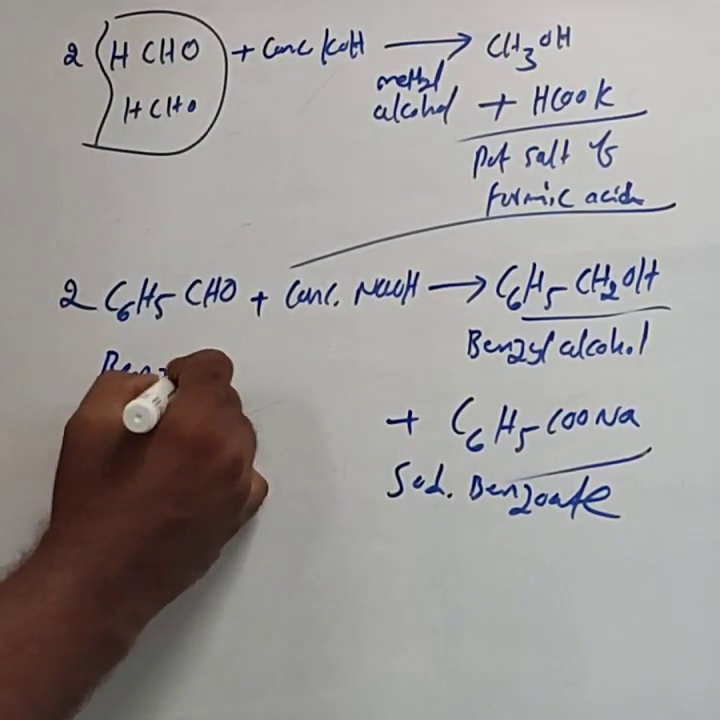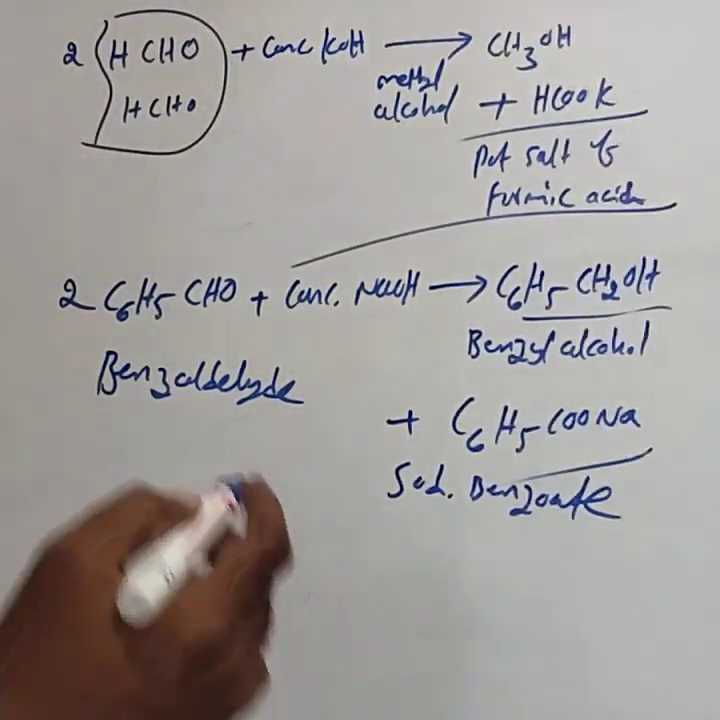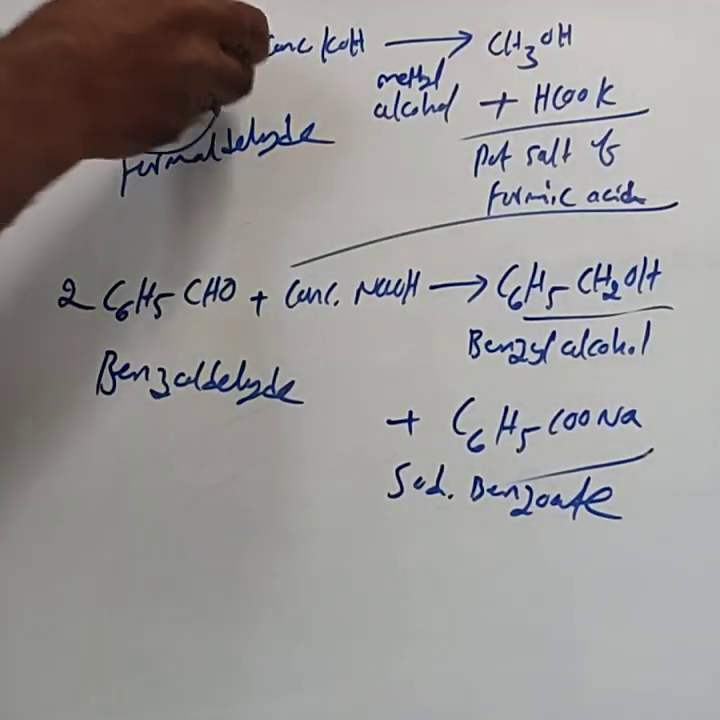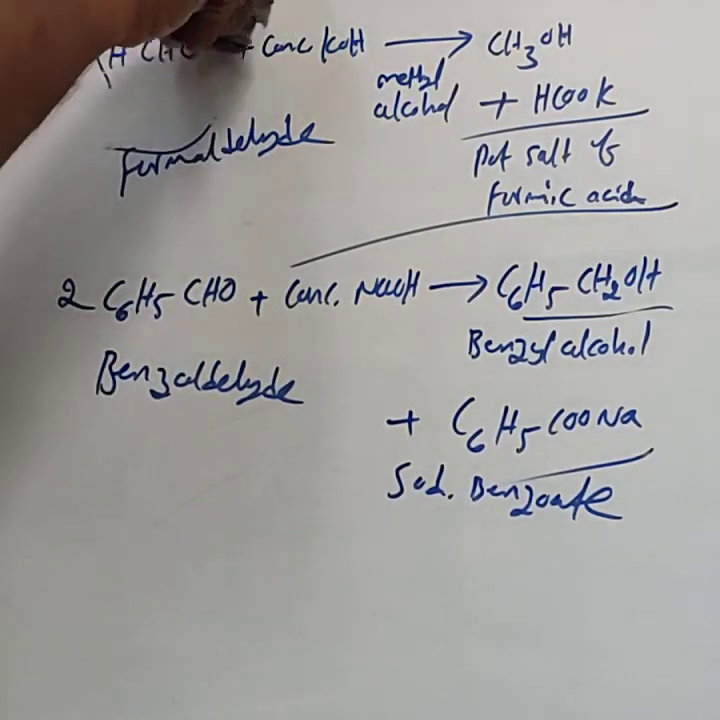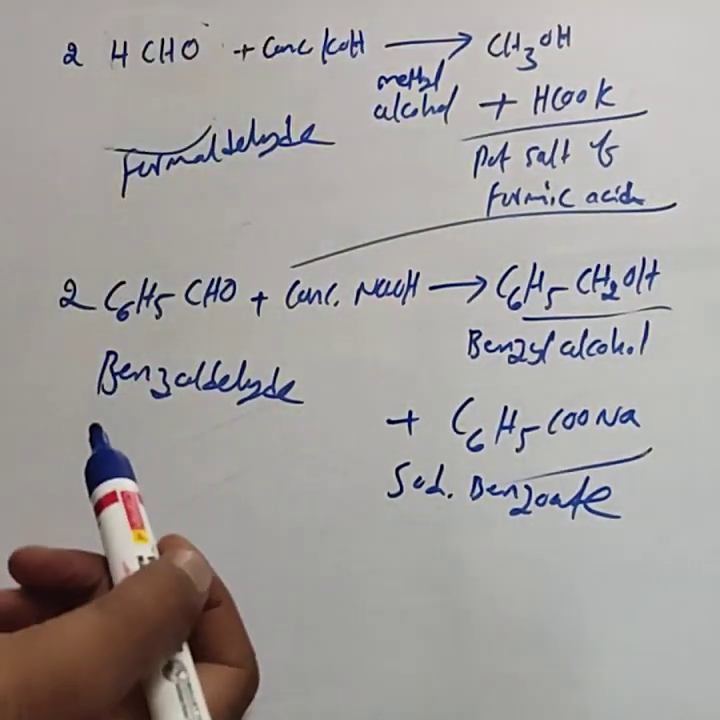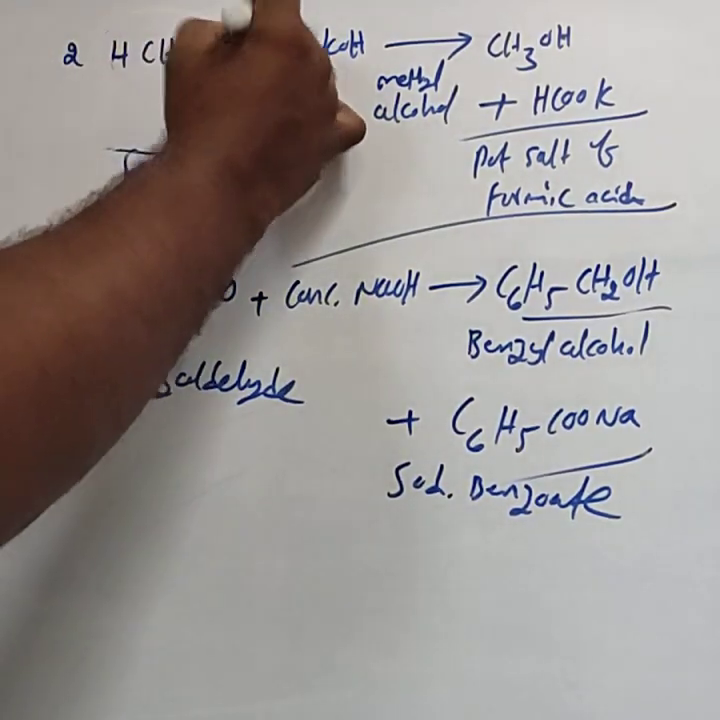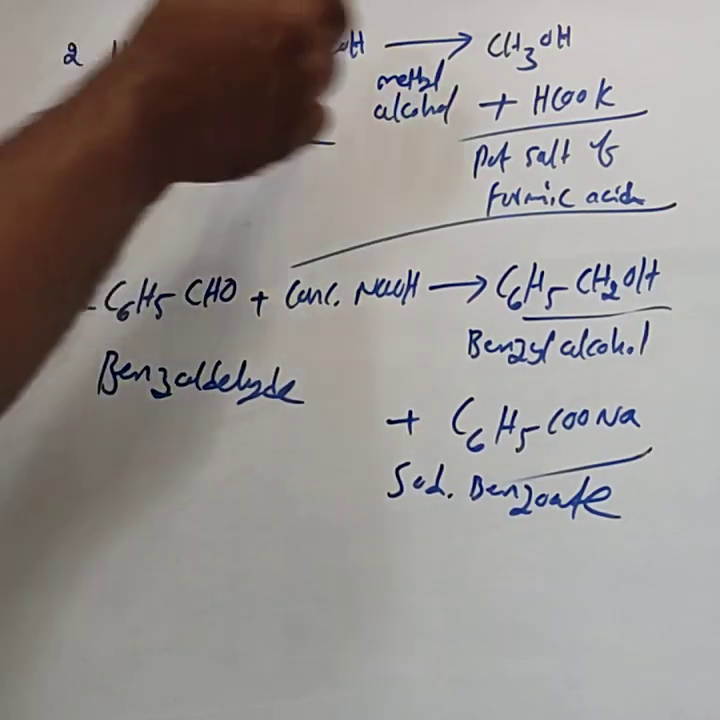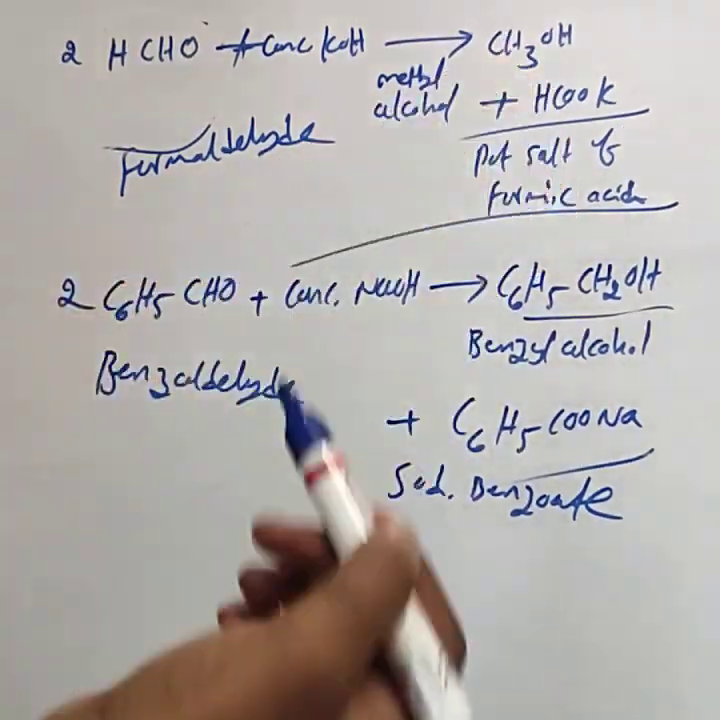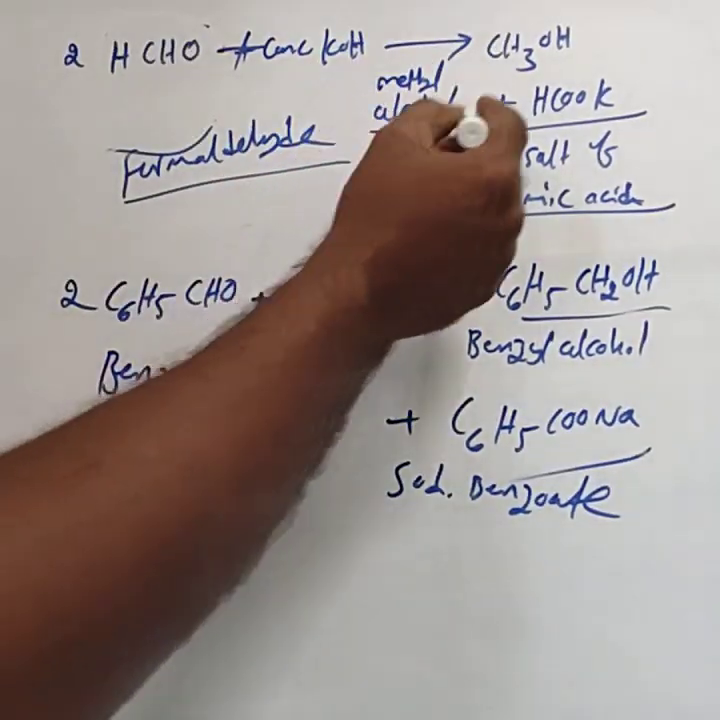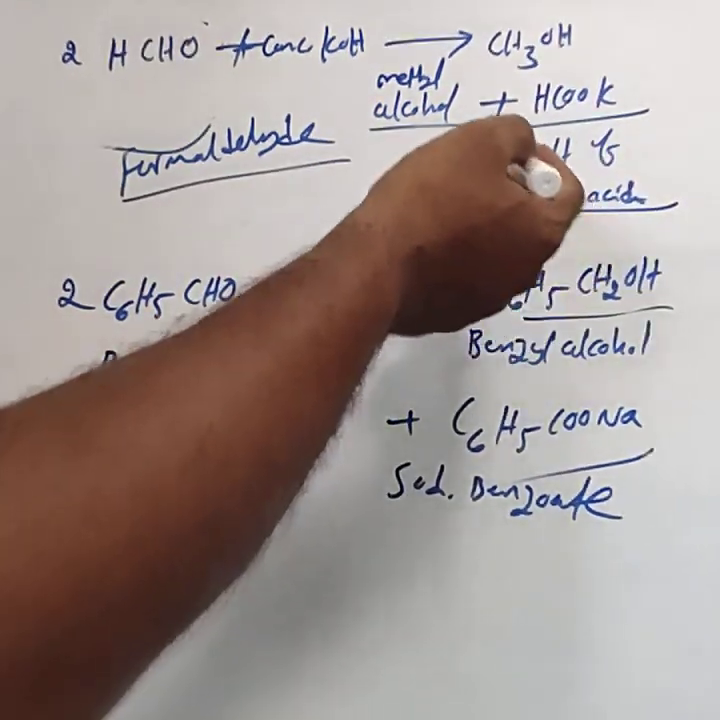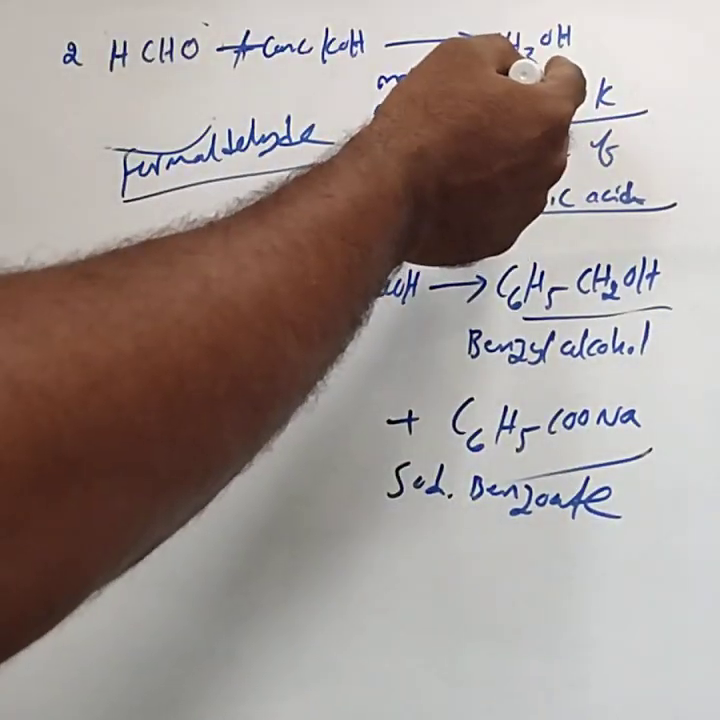This is benzaldehyde; using benzaldehyde, we considered the Cannizzaro reaction. This is by taking formaldehyde. Simply you can write 2 moles of HCHO plus concentrated KOH or concentrated NaOH, any alkali. Then one aldehyde undergoes reduction, the reduced product always being alcohol, and another aldehyde undergoes oxidation, the oxidized product being a salt of the corresponding carboxylic acid. Using formaldehyde, the products formed are methyl alcohol and the salt of formic acid: potassium formate or sodium formate.